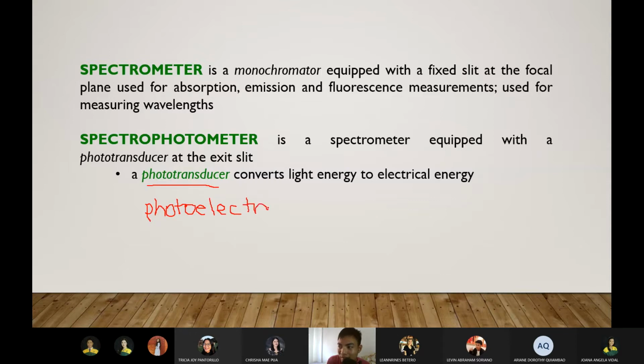Photoelectric effect. Ito yung nagbigay kay Einstein ng Nobel Prize niya. Not the theory of relativity. Okay, hindi yung theory of relativity.